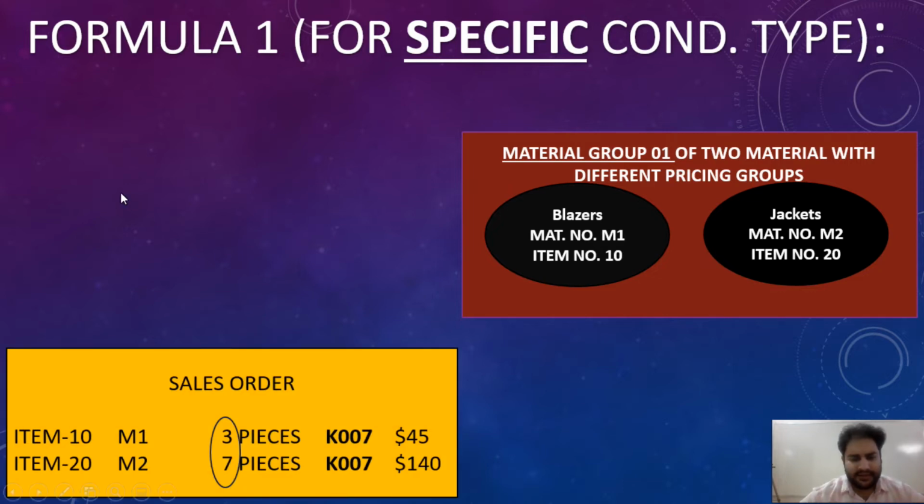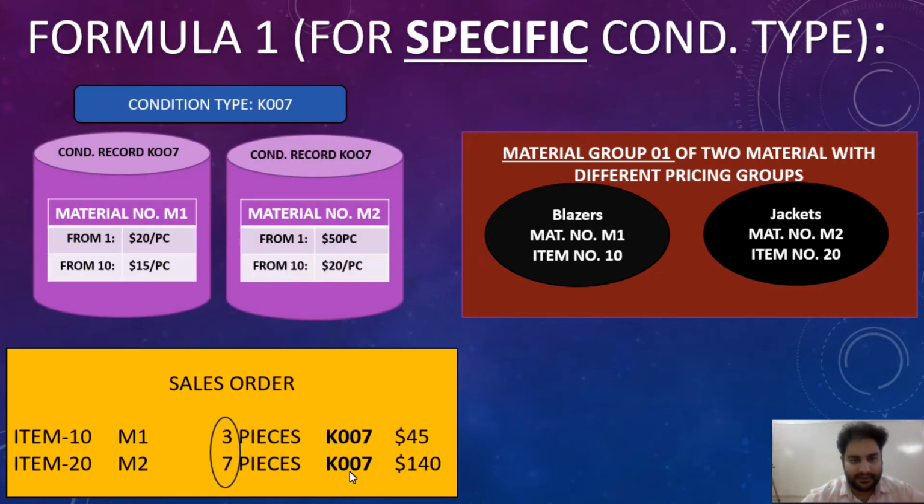Now, there is a sales order. The sales order says that item number 10, material M1, is ordered in 3 pieces and the condition type is K007. Item number 20, material M2, is ordered in 7 pieces, condition type is K007. Now let us see the condition record of this condition type K007.